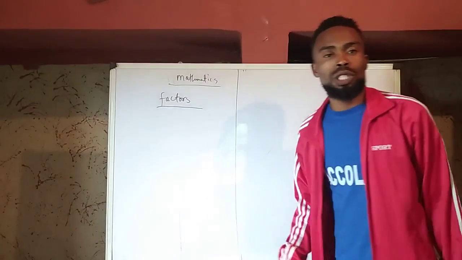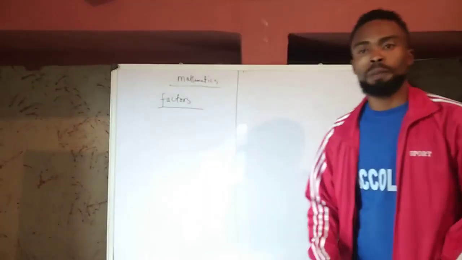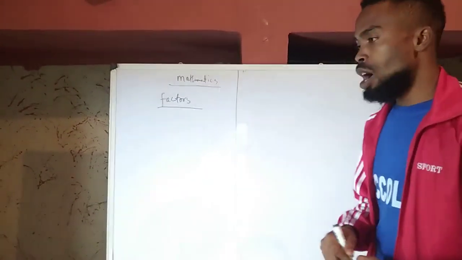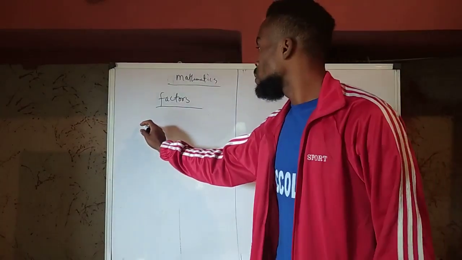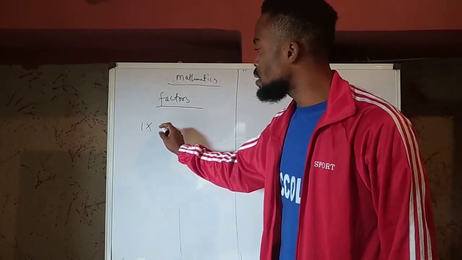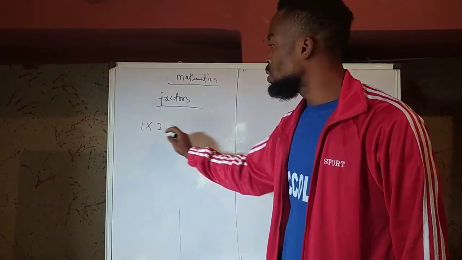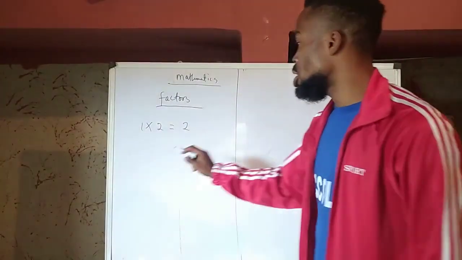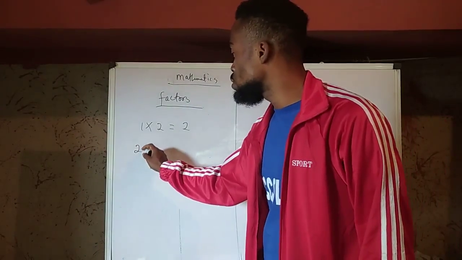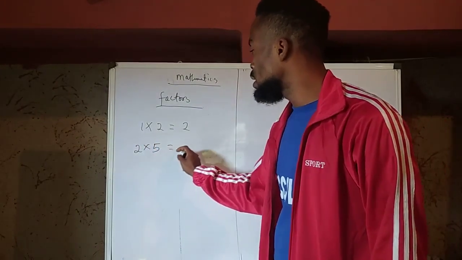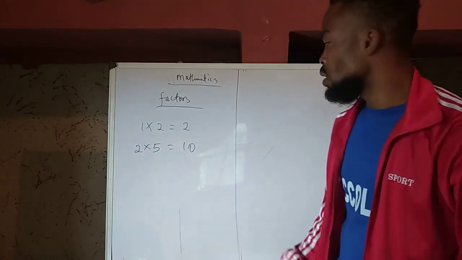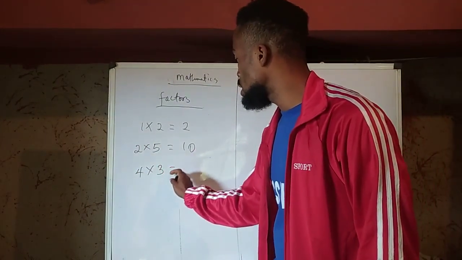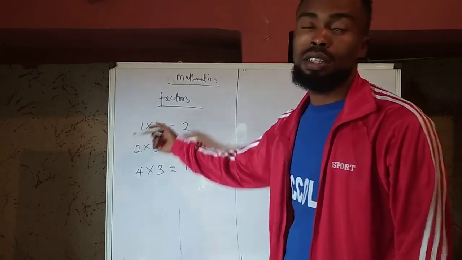Alright, here we are going to be talking about factors. So, what are factors? Okay, let's say you have 1 times 2. 1 times 2 is actually 2, right? Okay, so let's also say we have 2 times 5. This gives you 10. Okay, let's say we have 4 times 3. This gives you 12. I just did this randomly.